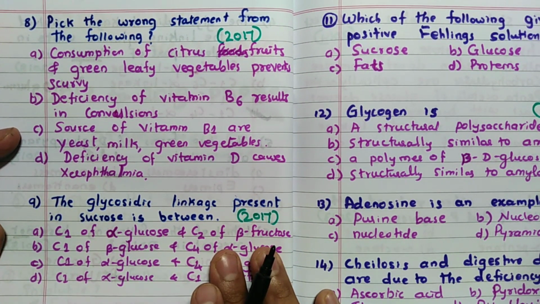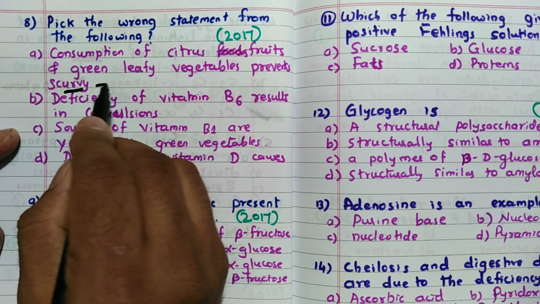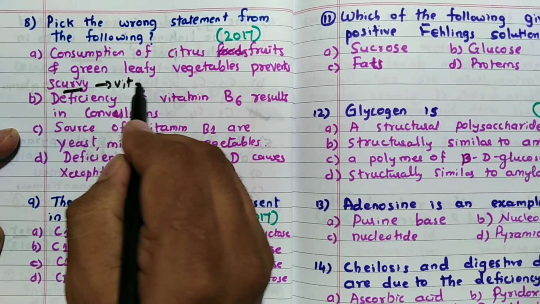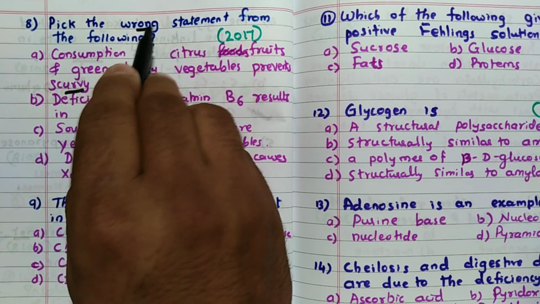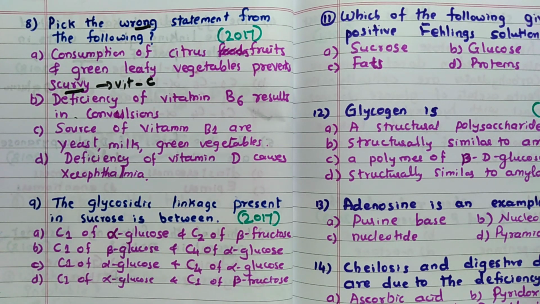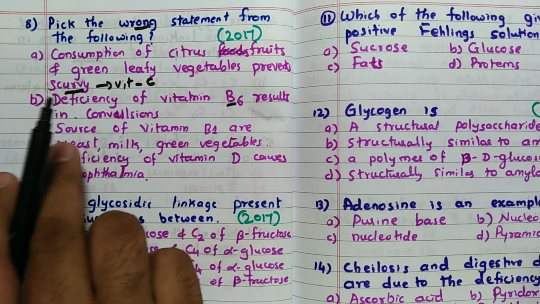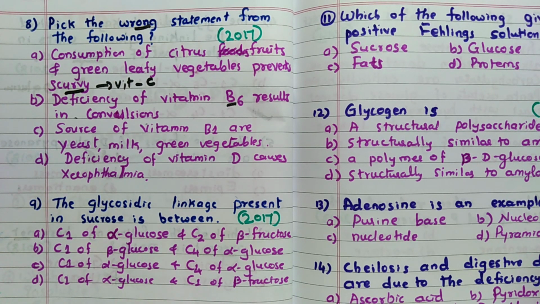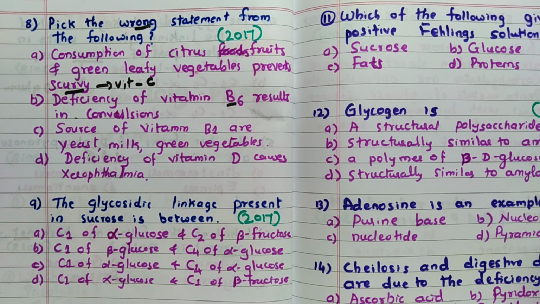In this particular case, consumption of citrus fruits and green leaf vegetables prevents scurvy. Definitely, because scurvy is the disease due to the deficiency of vitamin C. Vitamin C means citrus fruits. So hence it is correct. But we want the wrong one. Deficiency of vitamin B6 results in convulsions. Remember, we will hold this, because among vitamin B, there are so many, B1, B2, B4, B6 like that. Convulsions is definitely a very famous one. They have asked a question on this once also. Remember that. Sources of vitamin B1 are yeast, milk, green vegetables, etc. Definitely the vitamin B1 source is right.